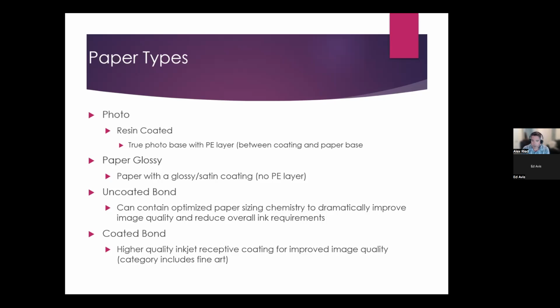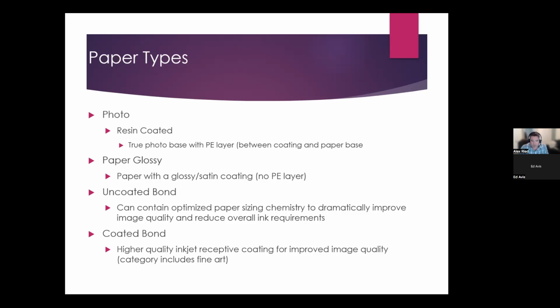So a true resin coated photo paper has an extra layer in between the coating and the paper base itself to allow it to accept more ink and ultimately achieve better color, better dynamic range. Your paper glossy is really just, think of it as a bond paper with a coating that accepts ink on top of it. So it won't hold as much ink. You might see some cockling where it's going to wave a little bit or curl, but it's going to ultimately do that job, perfect for posters and other types of applications. Uncoated bonds, like we talked about before, can be optimized to improve, but it has no extra layer on top of it. So it's really just a plain sheet of paper.